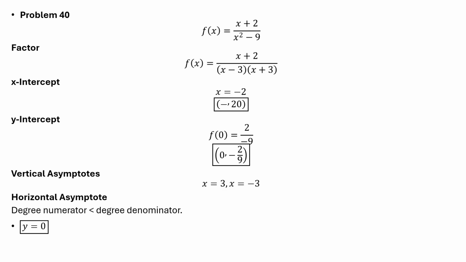The x-intercept occurs at negative 2. Vertical asymptotes occur at positive and negative 3. Since the denominator has higher degree than the numerator, the horizontal asymptote is y equals 0.